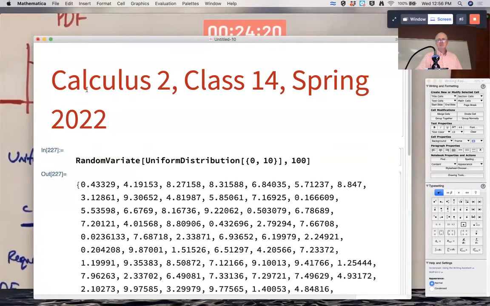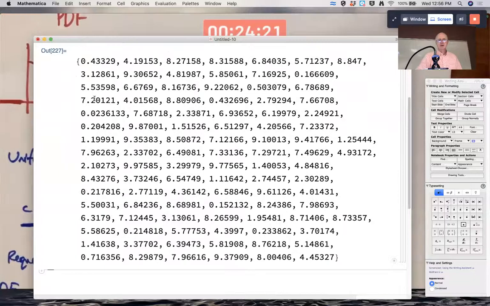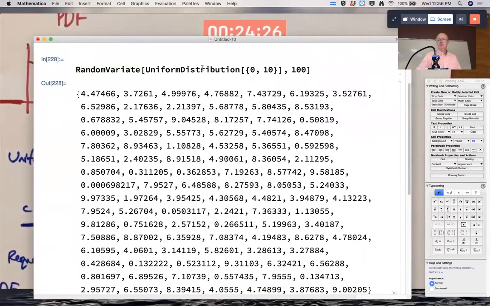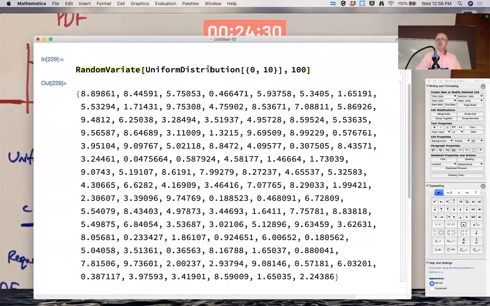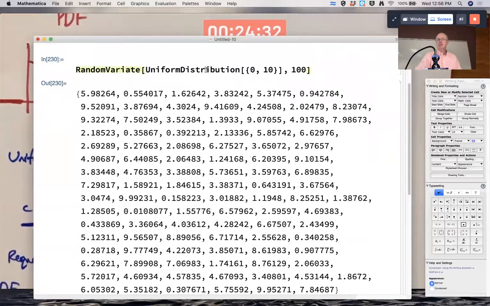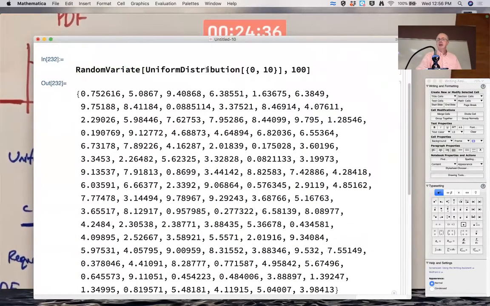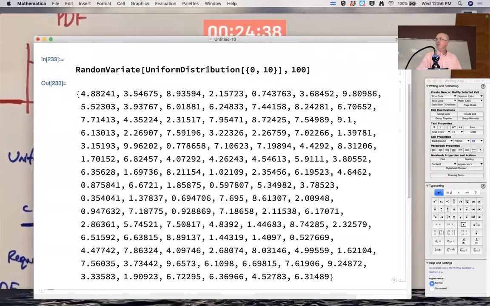There they are. There's 100 data points there. If I enter it again, it'll do a different simulation, different numbers. What's going on there? Why do we get different numbers? It's because it's a random simulation. It's simulating data from this distribution at random.